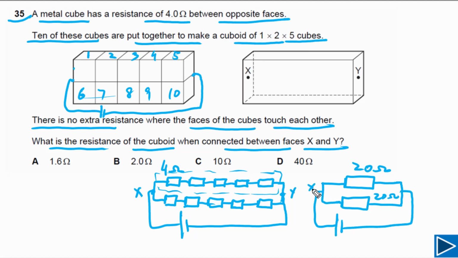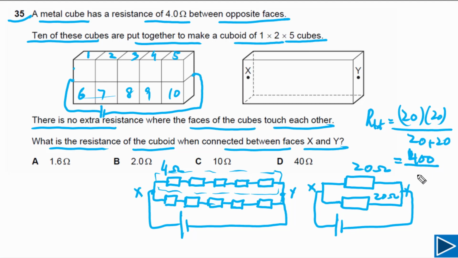So this is our point X and this is point Y. These are two identical resistors. So we can say total resistance is equal to the product of these two resistors divided by the sum of their resistance. So 20 times 20 means 400, divided by 40, since 20 plus 20 is 40. So our final answer in this case is simply equal to 10.